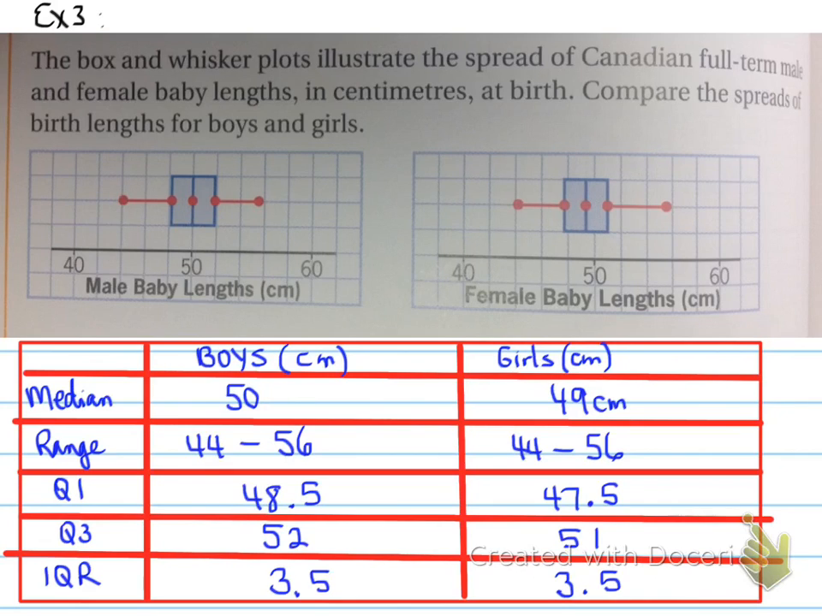Interquartile range is about 3.5 for both of these. Again, from here to here, you subtract it, which is 3.5 centimeters, and from here to here, you subtract it, and it's about 3.5 centimeters. So what you would do is be able to read a box and whisker plot and be able to analyze the data.